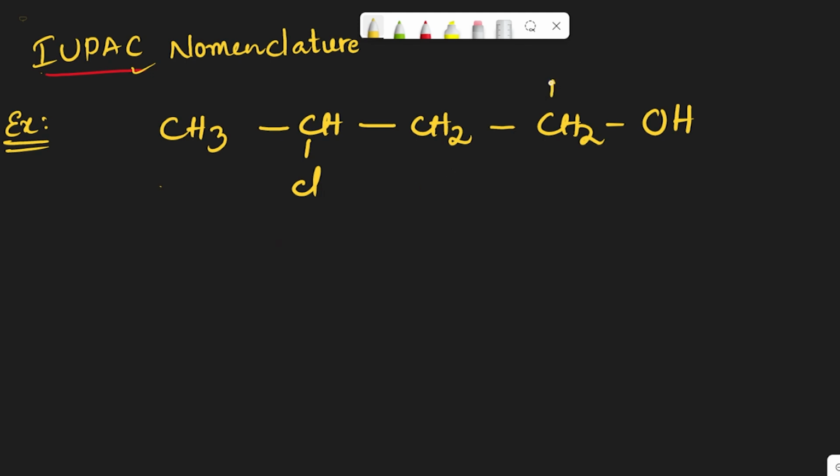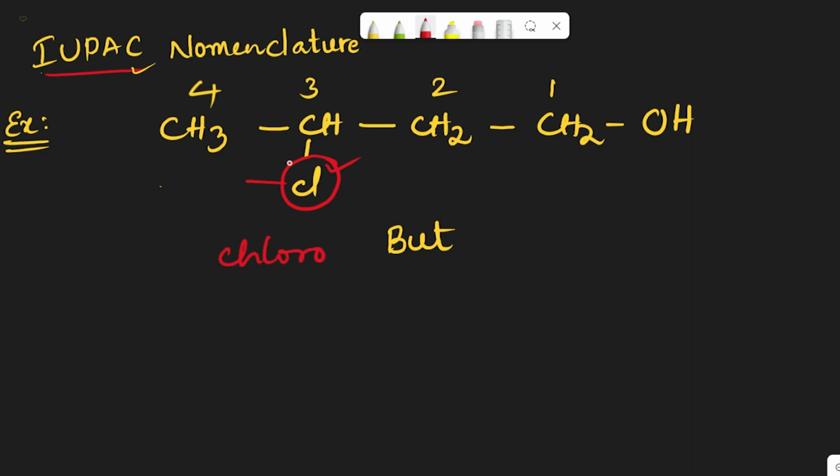There are 1, 2, 3, 4 carbon atoms. So the root word here is but, because there are 4 carbon atoms. That is why the root word is but. And here there is no cyclic compound, so we need not write the primary prefix. And we have to think about the secondary prefix. Here the secondary prefix chloro is there. If a chloro substituent is there, we write it as chloro.